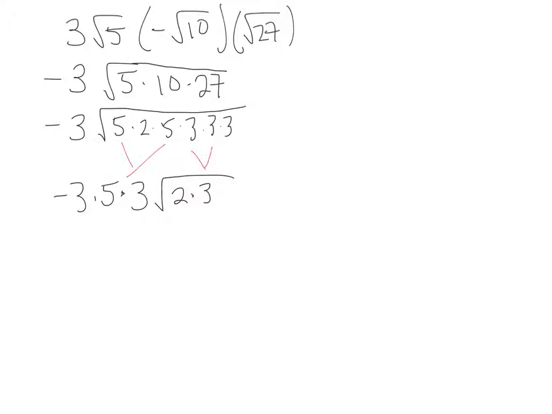So 3 times 3 times 5 is 45. So this is negative 45 root 6. That would be the simplest version of this problem. Let's take a look at some others. Now we're going to start dealing with roots on the denominator, and also using conjugates to help us either rationalize roots or do some multiplication. We'll take a look here.